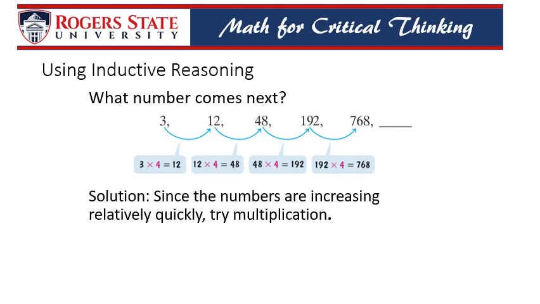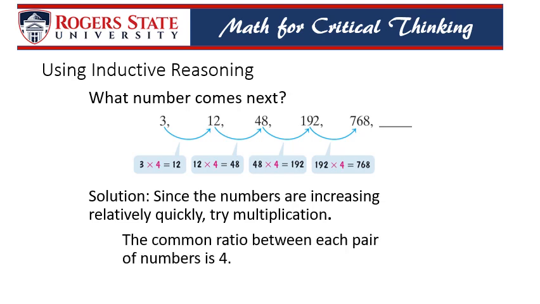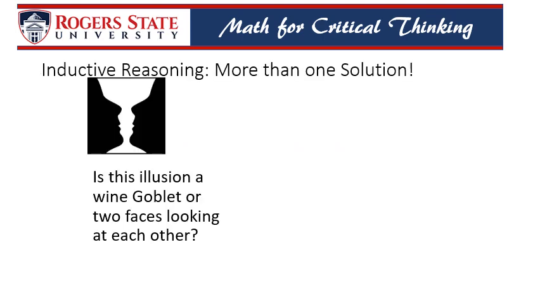So the numbers are increasing rather quickly. Try multiplication. The common ratio between the two is 4. So the next number is 4 times 768, that last number. So it'd be 3072. Okay, do you see how this is inductive reasoning? Do we know for sure that that's the right answer? No, we don't, but it fits the pattern. It's inductively reasoned. And sometimes you'll do inductive reasoning and you'll come up with the wrong answer. And that's okay. Sometimes you see different patterns.